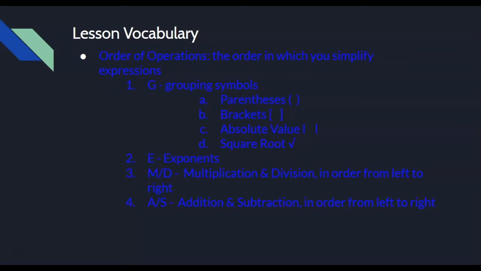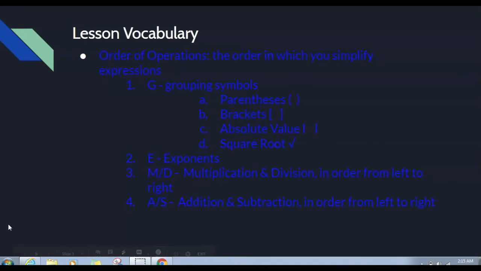Before we learn our skill for today, we need to familiarize ourselves with a few vocabulary terms. Please copy the vocabulary terms, any illustrations, and definitions into your notebook. Just as a reminder, the order of operations tells us the order in which we should simplify expressions. We use the first letter as G because it stands for grouping symbols. Many of you have heard of PEMDAS, where the first letter is P. Here we use G because we want to have that applied to all grouping symbols.